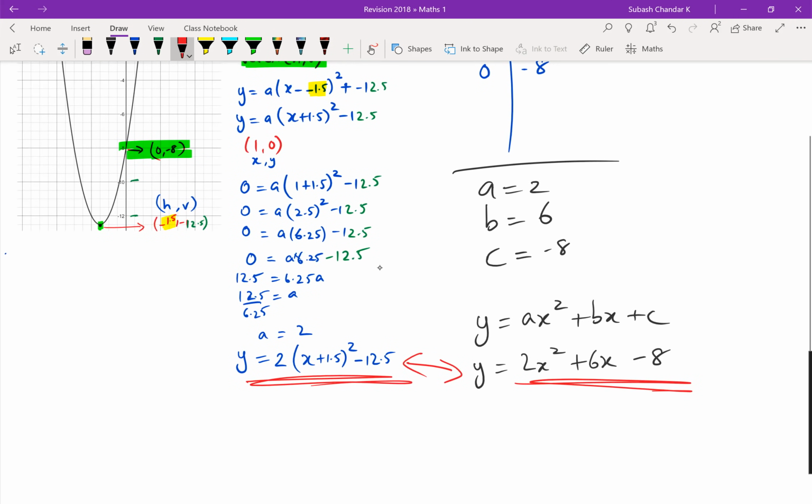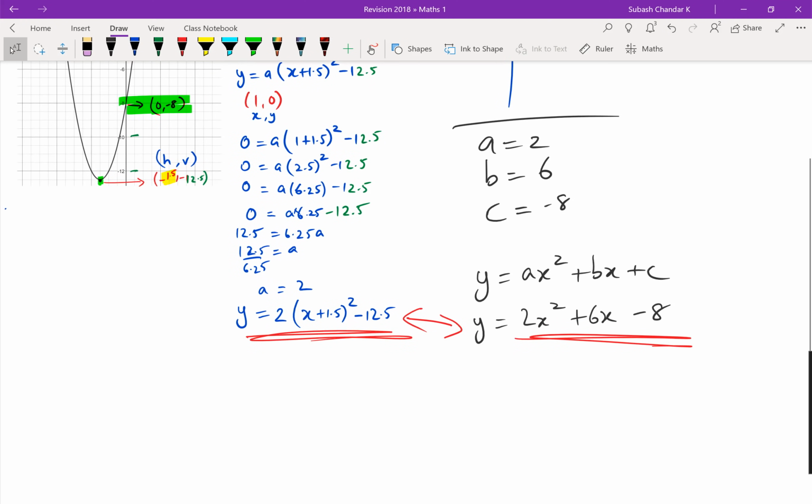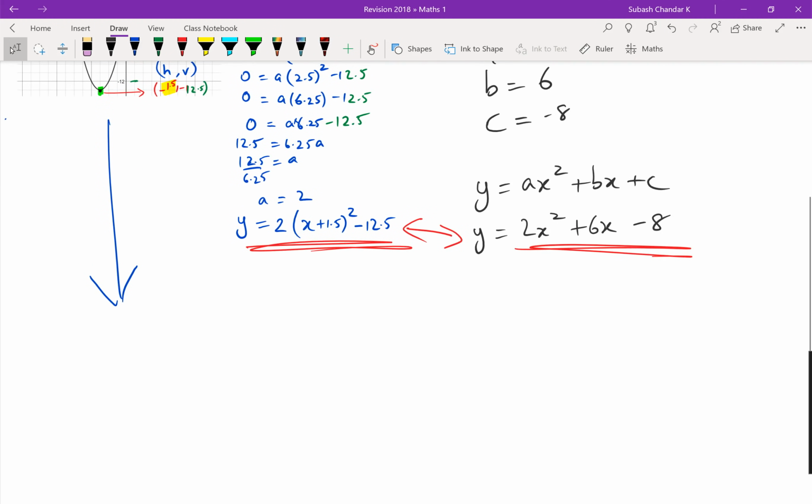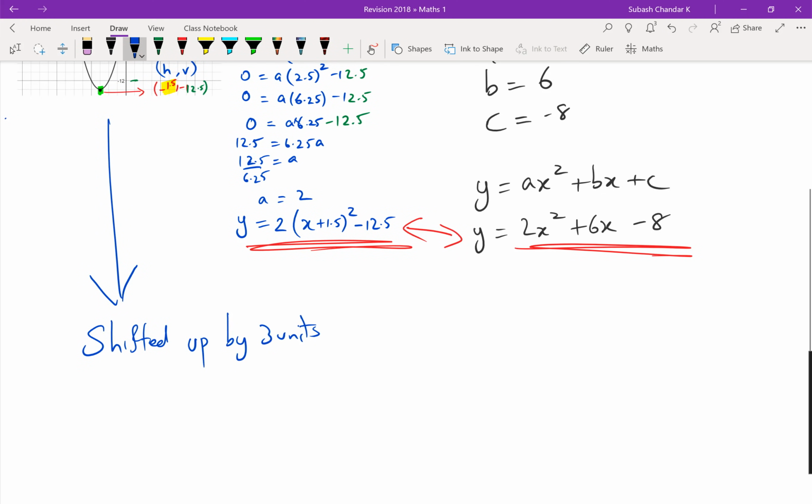What happens, and this is something that I've seen pop up every now and then. So see this parabola here. What happens if the parabola is shifted up by 3 units and shifted right by 2 units? Do you guys know how this would actually work out?